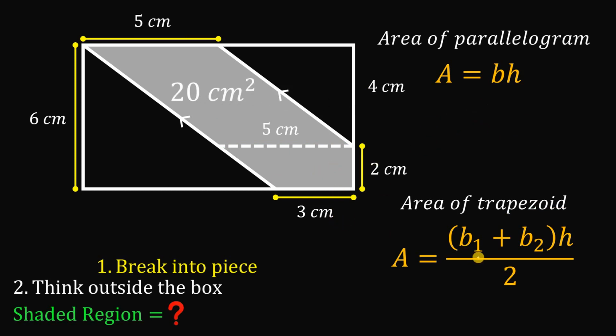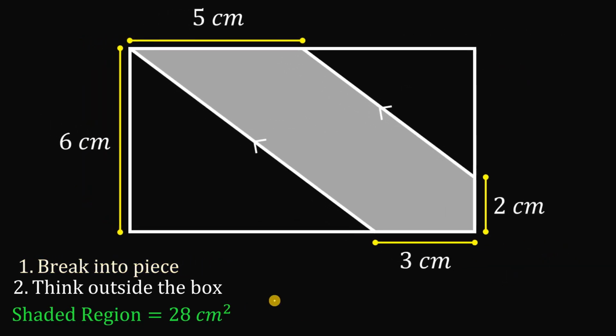Now how about the trapezoid? We have base 1, 5, base 2, 3, height is 2, and divide this by 2. Now 3 plus 5 is 8, and then cancel out this 2. Therefore the area of this trapezoid must be equal to 8 square centimeters. Therefore the area of the shaded region must be equal to 20 square centimeters plus 8 square centimeters, and if we add them, we get 28 square centimeters, and that is the answer. Alright, so this is our first method, breaking into pieces.